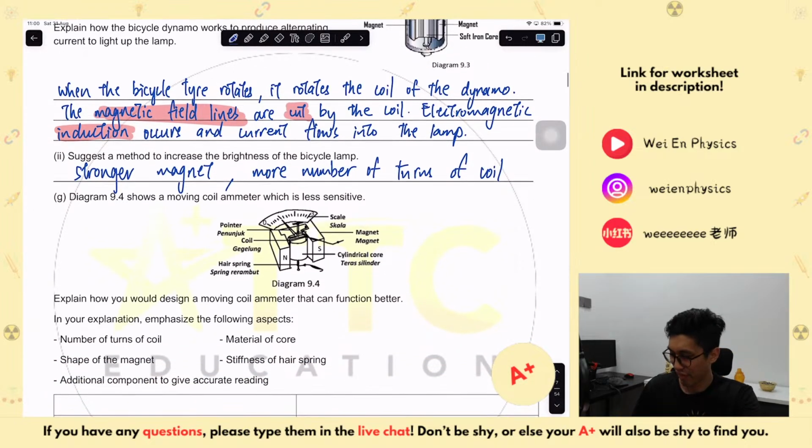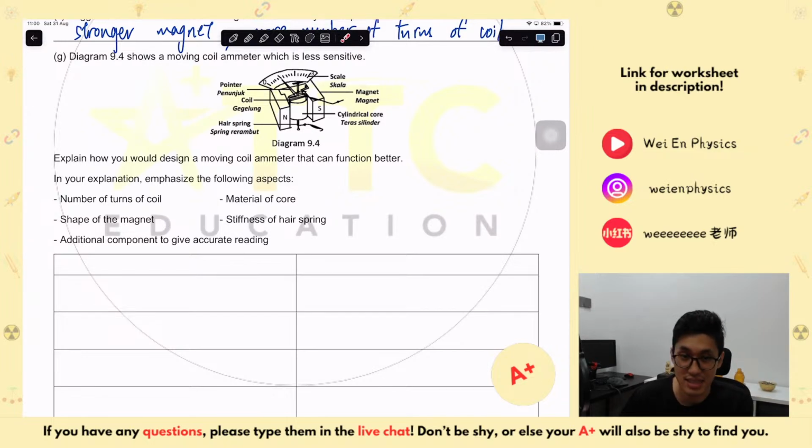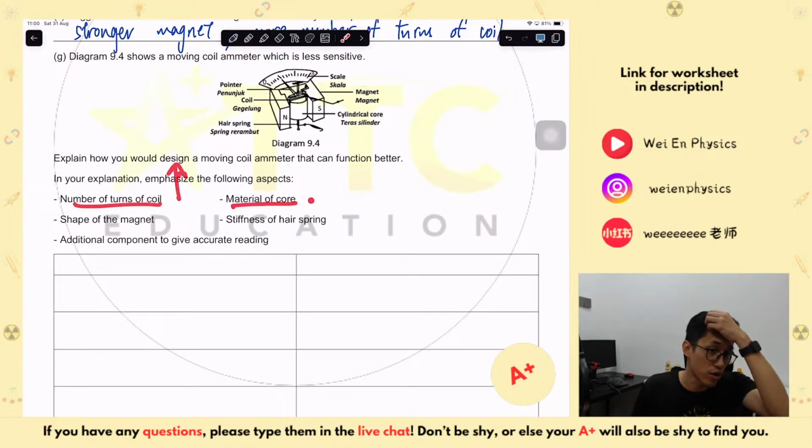Okay, so the next one, again, I'm just going to briefly discuss the answers. Later on, you just copy, okay, from the answer sheet. So I want to make a moving coil ammeter that can function better. Function better probably means more sensitive, or it can bigger range, so on and so forth. Okay, so first of all, number of coils, more, so you can have more magnetic field strength. Okay, material of core, soft iron. Always use soft iron core because it can magnetize and demagnetize easily.